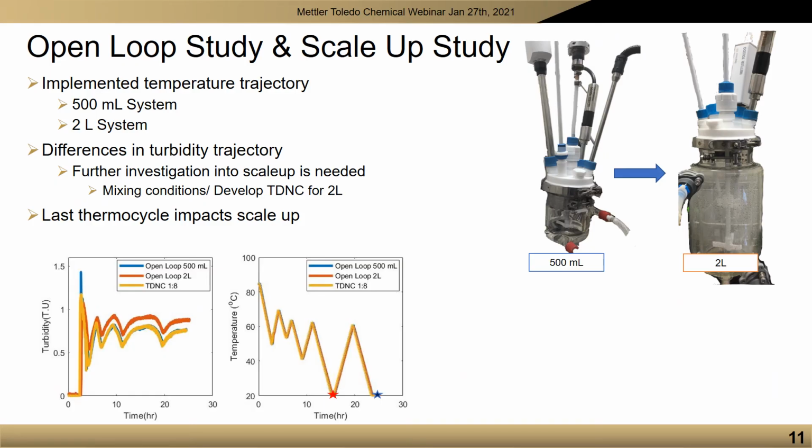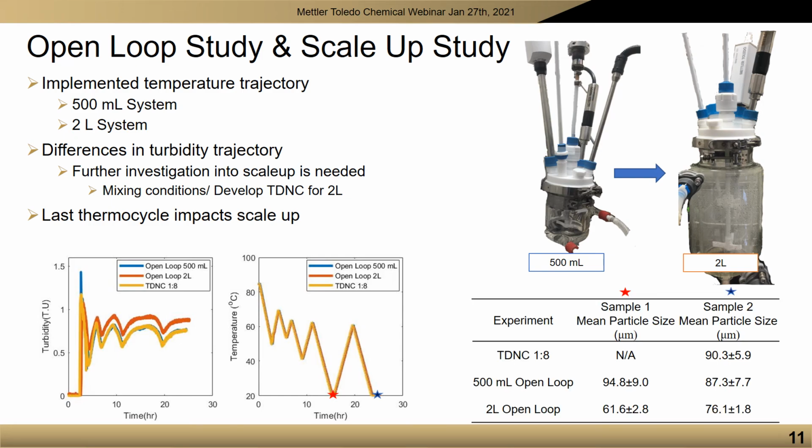In our open loop and scale-up study, we took samples before and after the last cycle to examine differences in the particle size. This is denoted with the red star and blue star in the figure on the left. In the small-scale 500 milliliter open loop experiment, we see that the particle size is comparable before and after the final cycle. The particle size between the closed-loop TD&C approach and open-loop methods are similar.